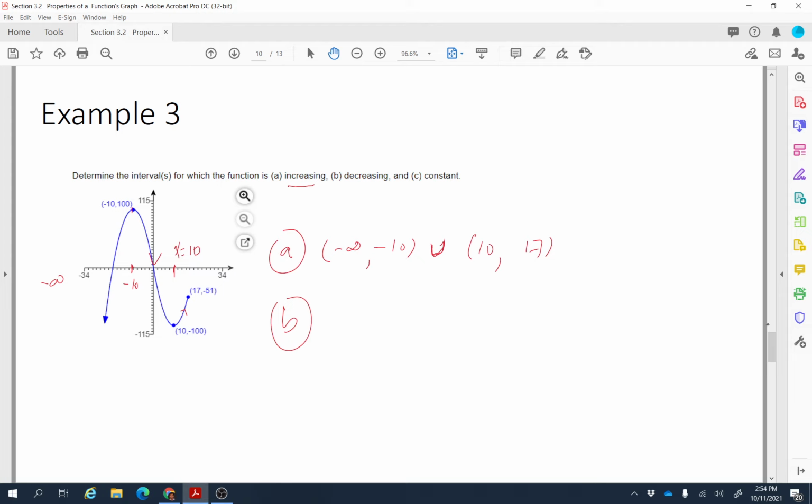So here we're talking about the x values on the x-axis. So the graph is decreasing from -10 to +10. And constant, there is nowhere the graph is constant. So the answer is nowhere. The graph is not constant actually.